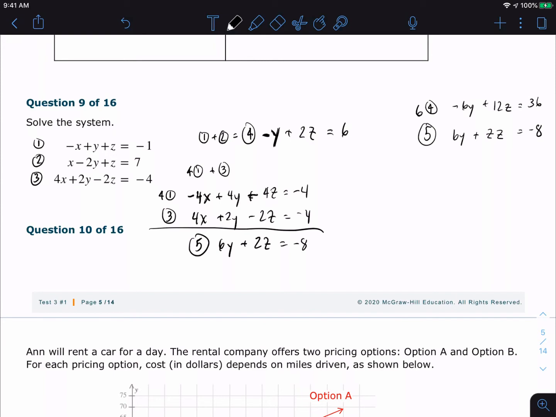Okay, cool. Now we're going to add these guys up. And so the 6y's are going to go away. And I'm going to end up with, ooh, I wrote double z. I think that should be a 2. Yeah, 2z. And so I'm going to get 14z is equal to, what is that? 28? Yeah. So then z is 2.